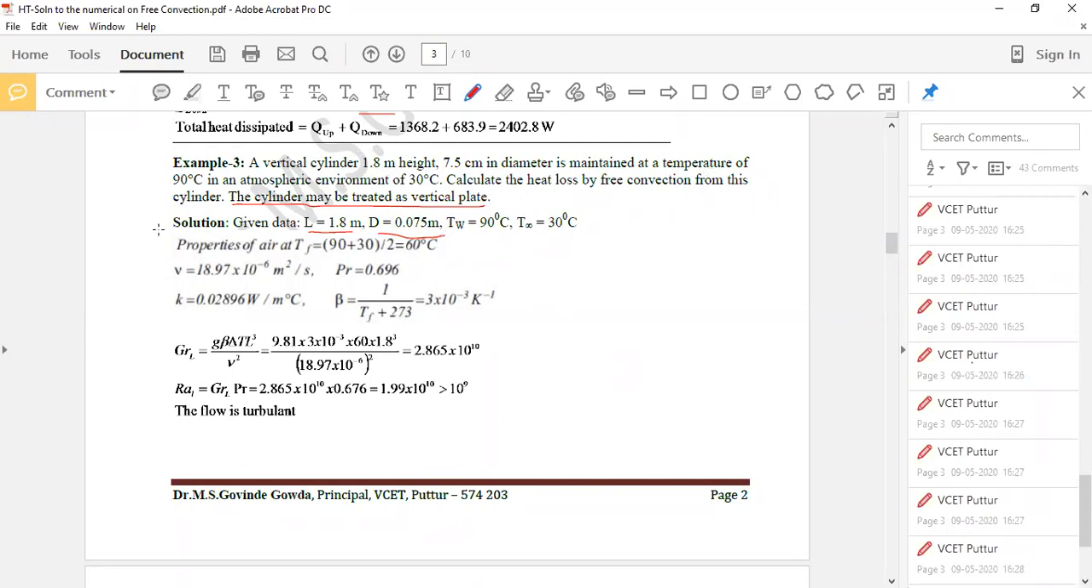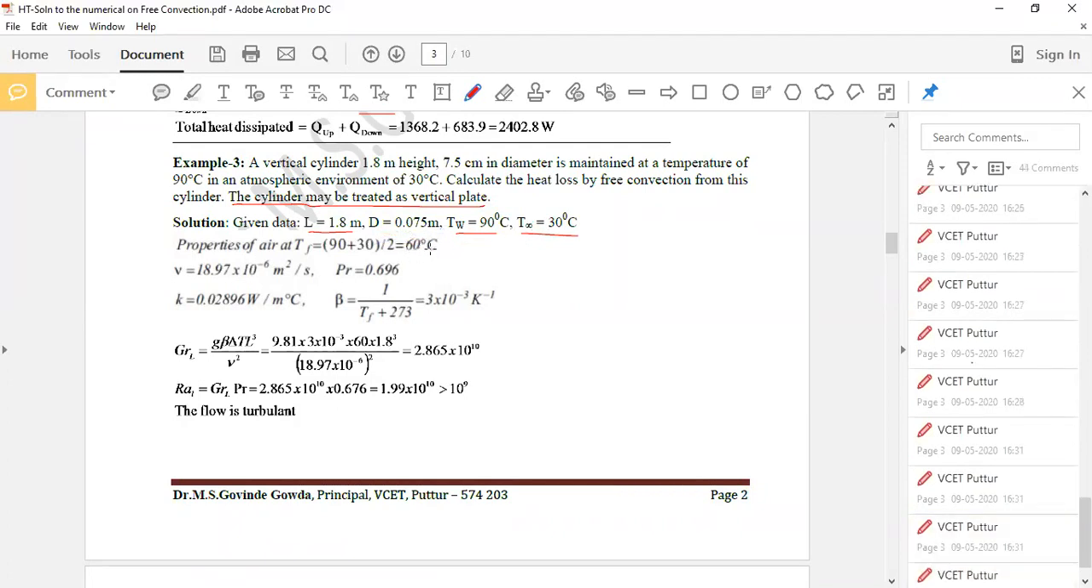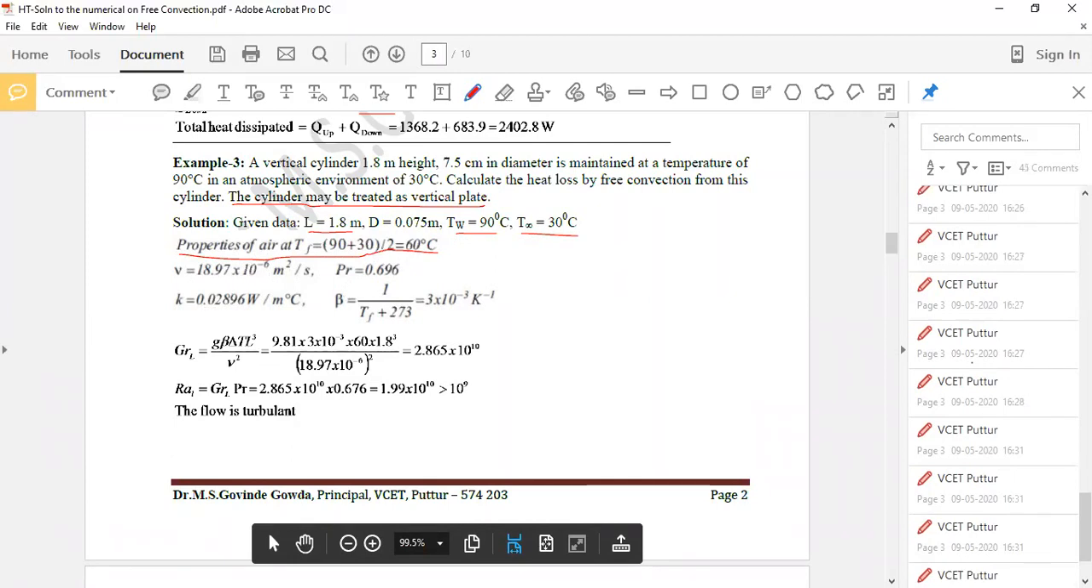and the diameter is given as 0.075 meter, the wall temperature 90 degrees centigrade is given, and the environmental temperature, that is the free stream temperature or outside temperature you can call it, is 30 degrees centigrade. So once you know the wall temperature and free stream temperature, you can read the properties of air at the mean film temperature. This comes out to be 60 degree centigrade. So at 60 degree centigrade, you have to read all the properties of air here.